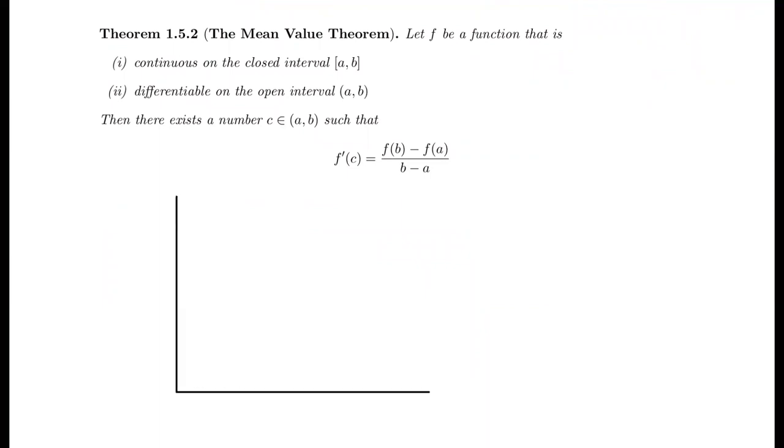So visually, if you have a graph that looks like this, let's say we have a curve that goes somewhat like this from a to b. Here's b, and here's a. Let's say we have a secant from a to b. Here's point a, here's point b. So this is b, f(b), and this is a, f(a).